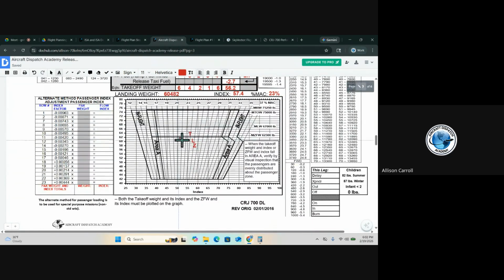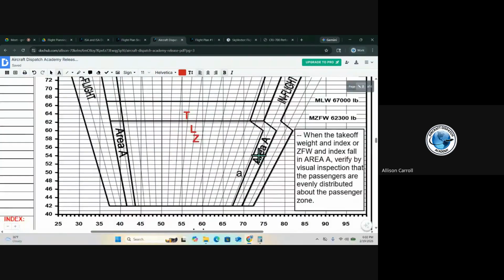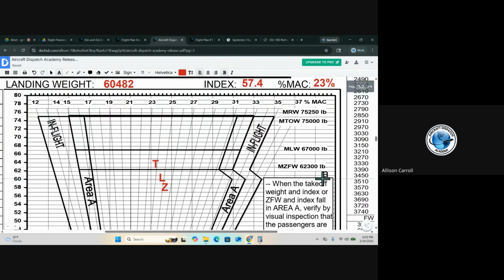So we graphed it out with a T, L, and Z for takeoff, landing, and zero. We made sure our letters were in this central location right here. And you can always double check your weight limitations over here on the side. This first line right here, the central line, is max zero fuel weight of 62,300 pounds. This next line up here is max landing weight of 67,000 pounds. And the second to top line, you just have to look at it a little bit deeper, is your max takeoff weight of 75,000 pounds.